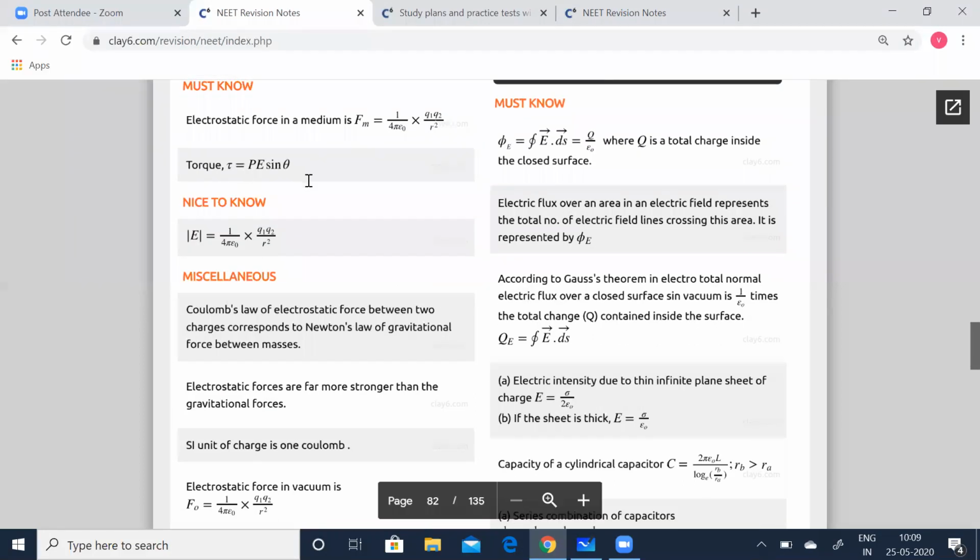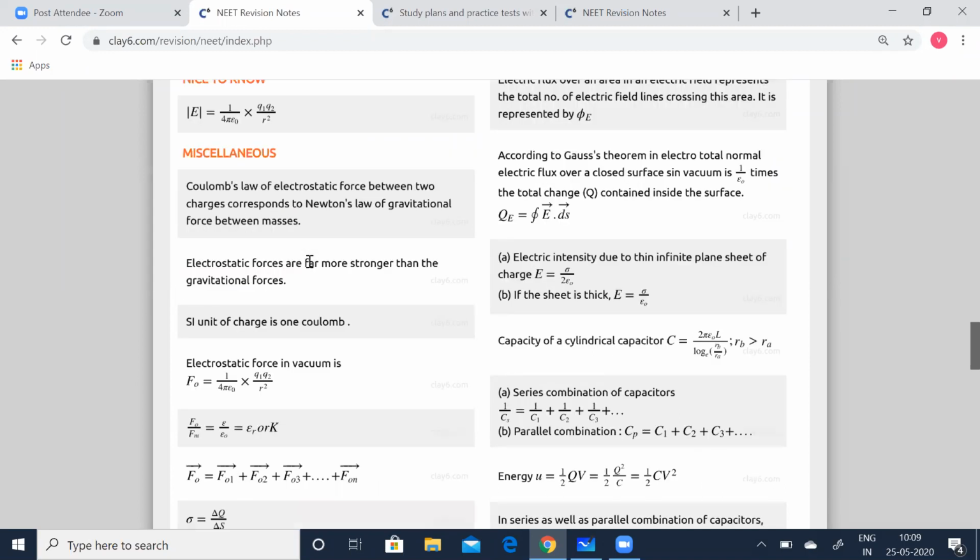Tau is equal to PE sine theta. So the magnitude of electric field is given by 1 by 4 pi epsilon 0 Q1 Q2 by R squared, where Q1 Q2 are the charges and R is the distance between them.